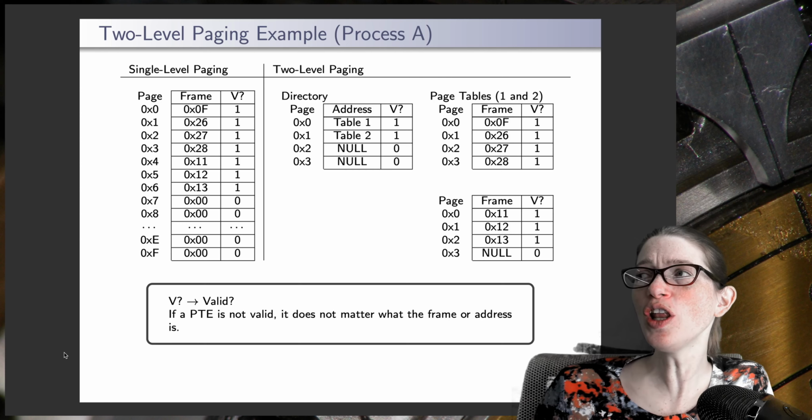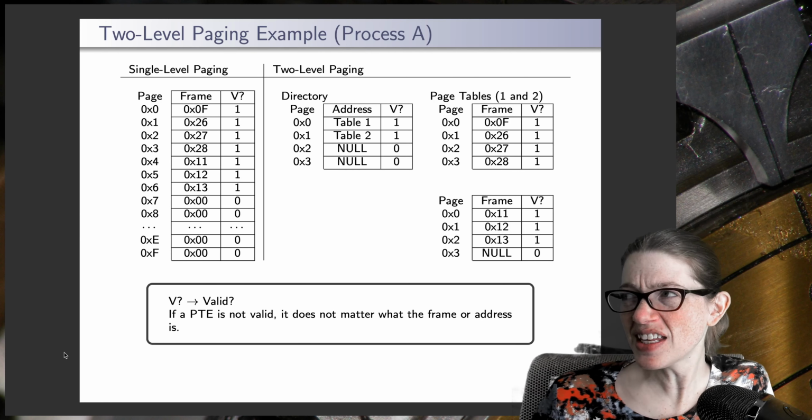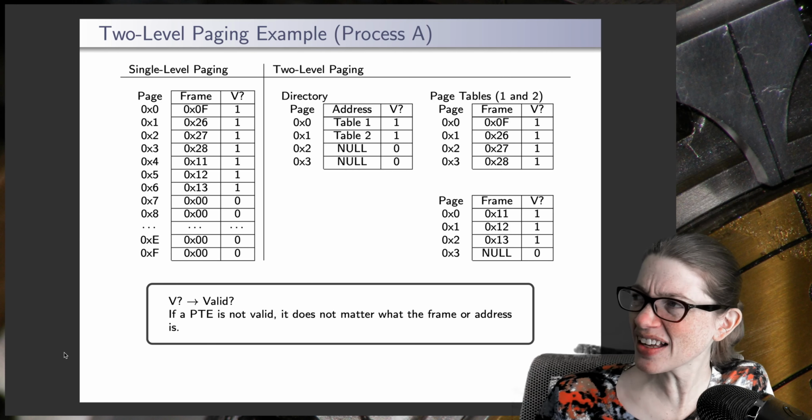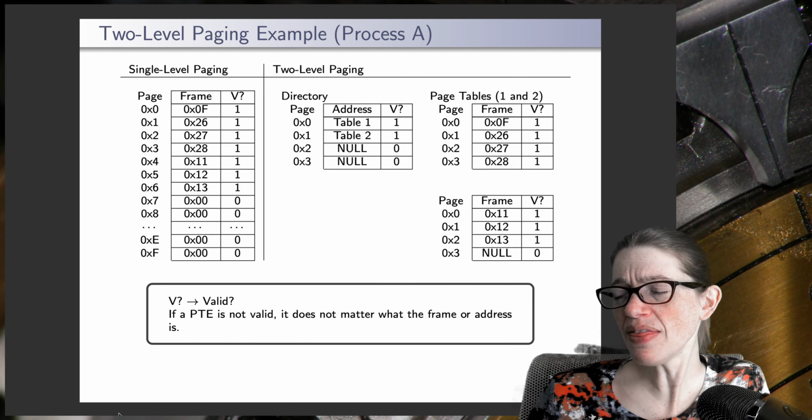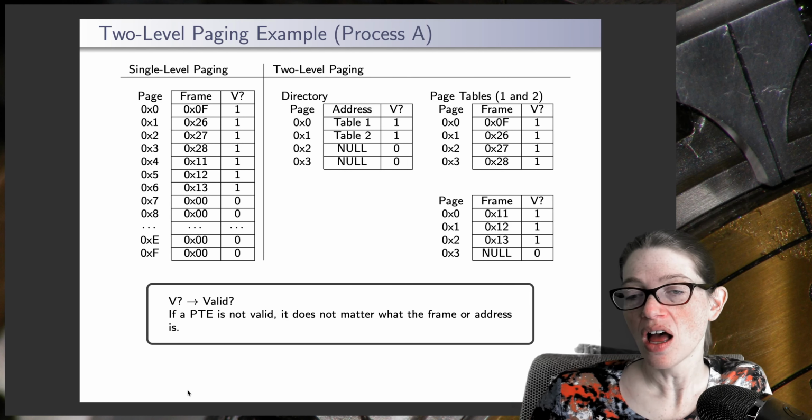Now we've glossed over a lot of details, like how did we split this up? How many bits for each page number? How exactly do we translate this? There's a reason for that, and we will come back to that in a minute.